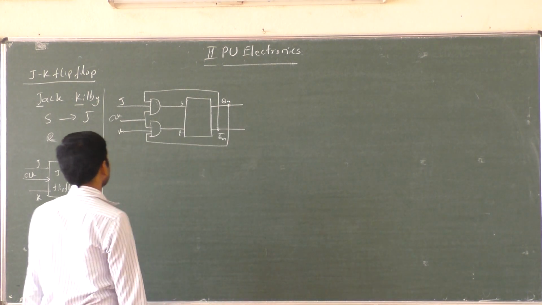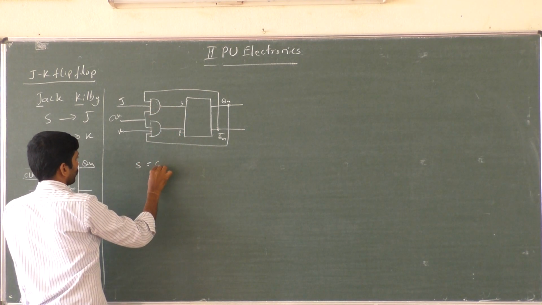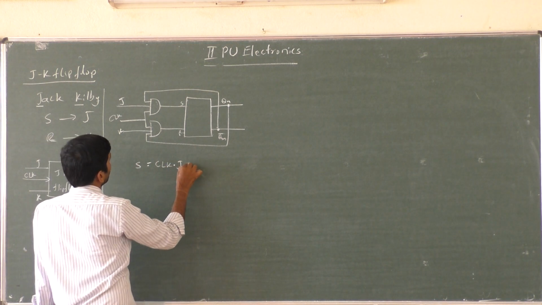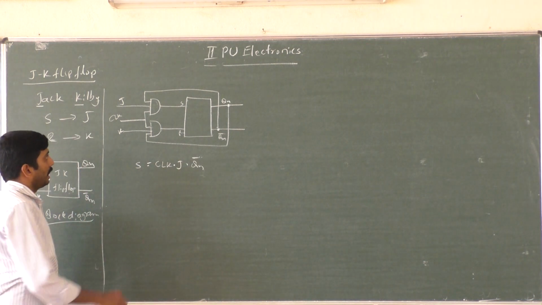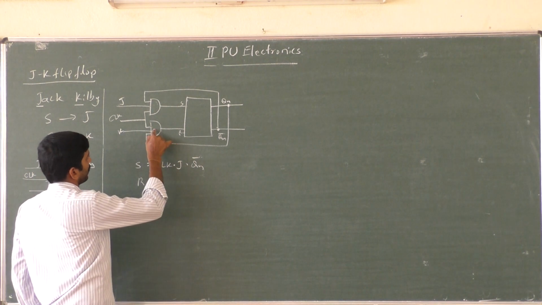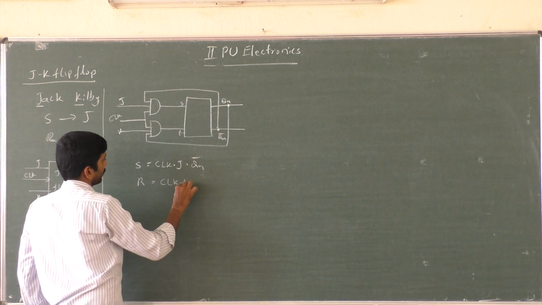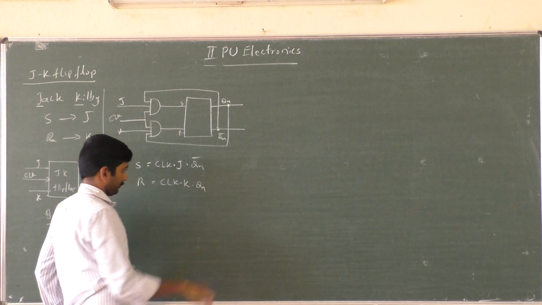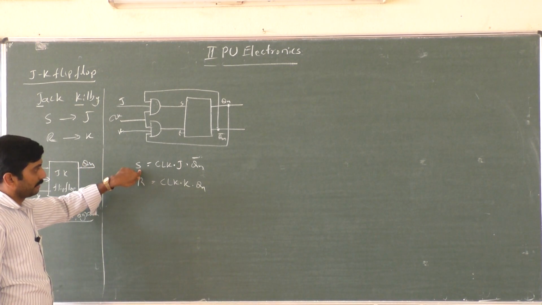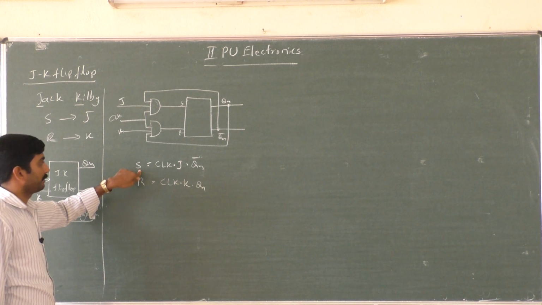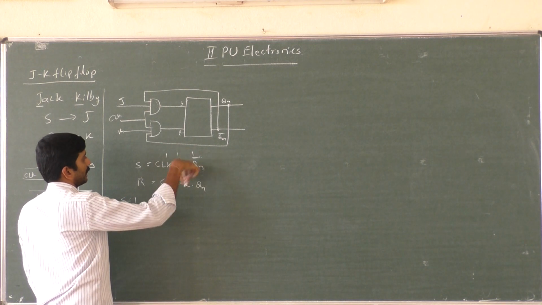So S is here. What is S? S is the AND of clock, J and Qn bar. And R equals here. What is R? R is the output of the second AND gate. It is the AND of clock, K and Qn. So when will S be equal to 1? S equals 1 only when clock, J and Qn bar equal 1.